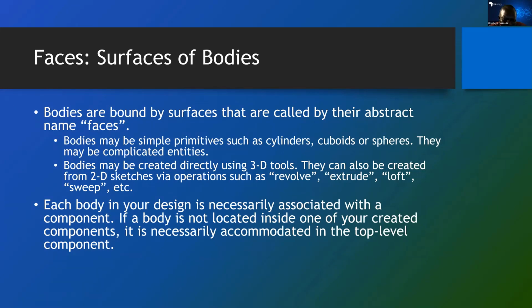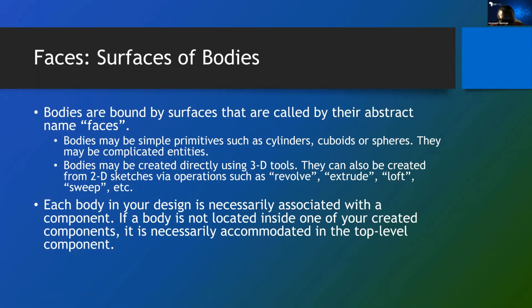Bodies may be created directly using 3D tools. There are 3D tools that create bodies straight away. They can also be created from 2D sketches via operations such as revolve, we will see that, extrude, loft, sweep, and so on. There are ways you can turn a 2D sketch into a body using extrusion, revolution, lofting, or sweep.